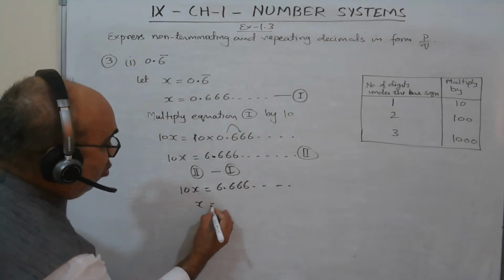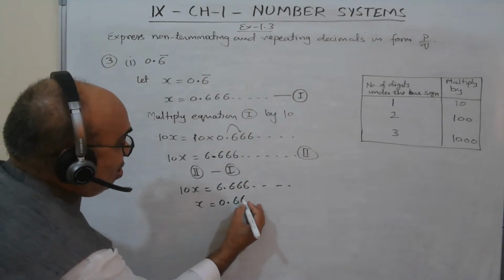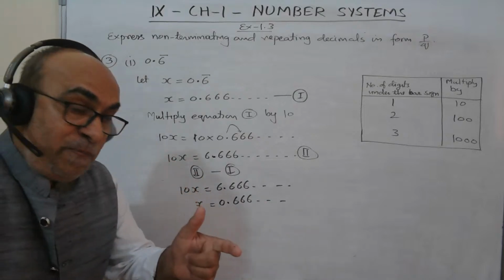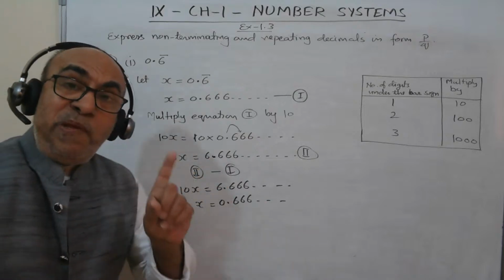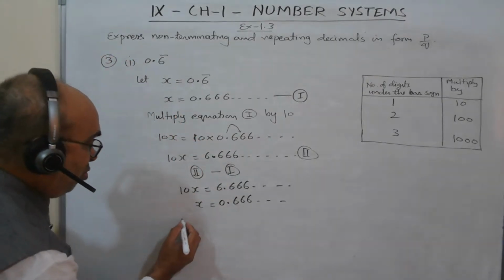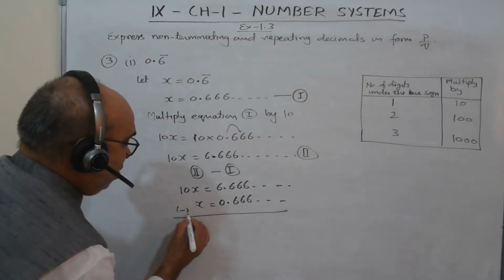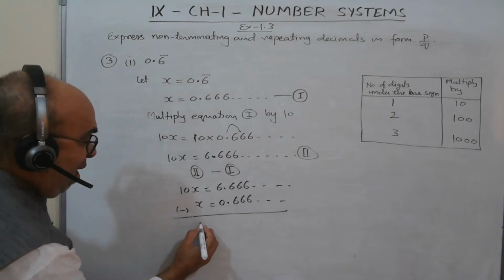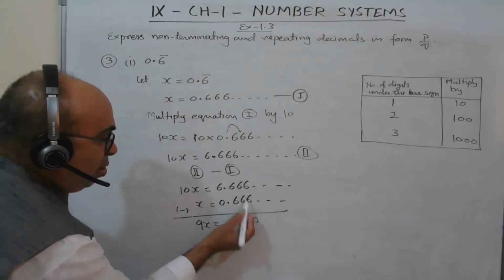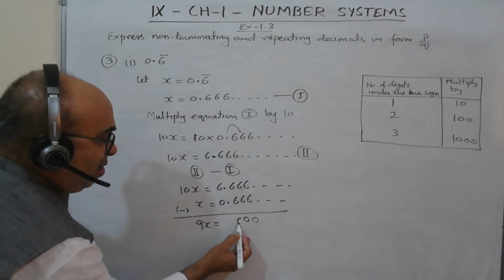So x equals 0.666. When you write this, write it in a way that the decimals are in the same column, otherwise the subtraction will be wrong. Now subtract it. 10x minus x is 9x. 6 minus 6 is 0, 6 minus 6 is 0, 6 minus 6 is 0, like that.